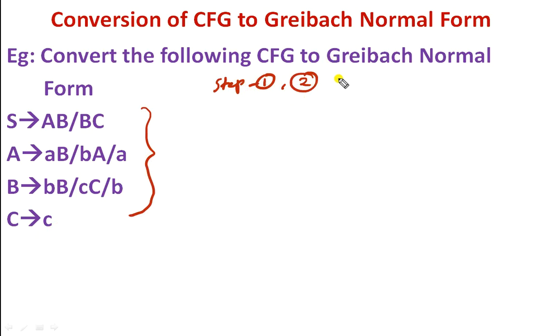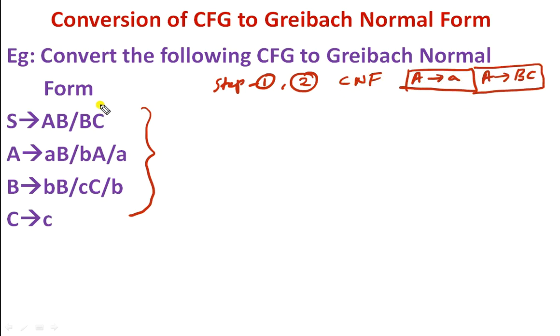And step number 3, we need to check whether the given context-free grammar is in Chomsky normal form or not. So what are the rules for Chomsky normal form? All the production rules must be of the form A generates a or A generates BC. So these are the 2 conditions for Chomsky normal form. Now let us verify whether the given grammar is in Chomsky normal form or not. This production rule is okay, this is okay, this is not okay, this is not okay, this is okay, this is not okay, this is not okay, this is okay, and this is also okay.